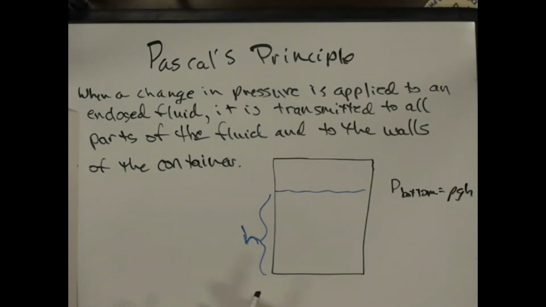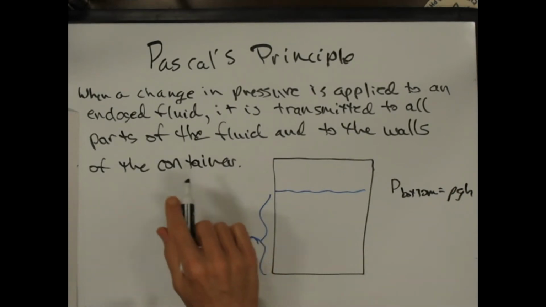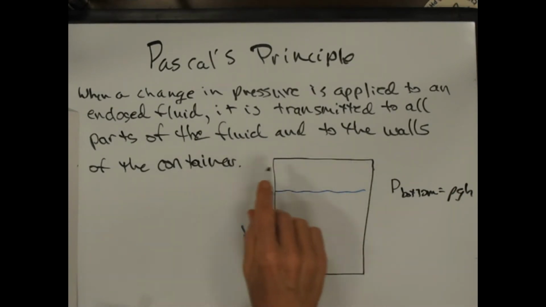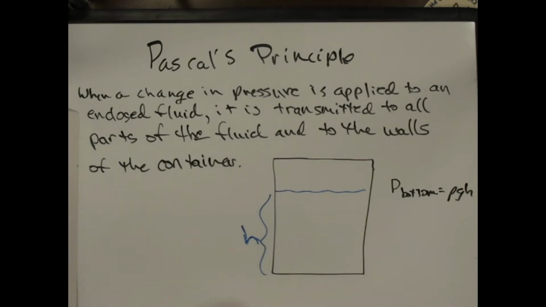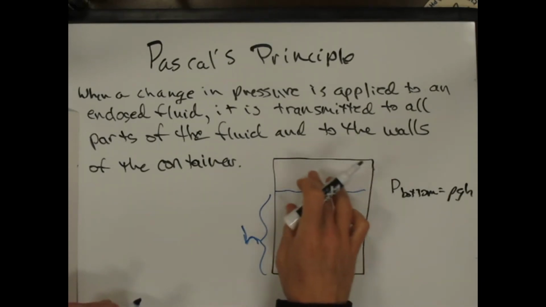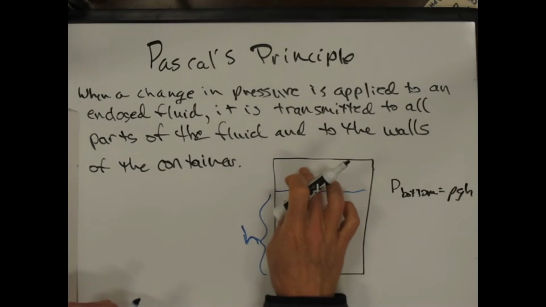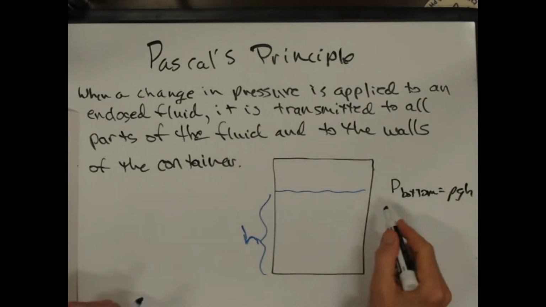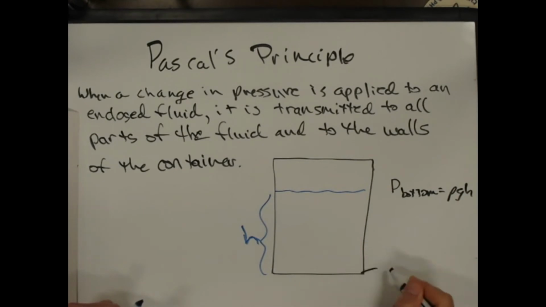So this is Pascal's principle, which says when a change in pressure is applied to an enclosed fluid, the change in pressure is transmitted to all parts of the fluid and to the walls of the container. And so this is just a simple example of that. This is a container that's closed, and just to make things simple, we'll say the pressure above the fluid is 0, so we're not worried about the gauge pressure, the atmospheric pressure, right? And then we could say the pressure at the bottom is what we've already decided, P_B is equal to just as I wrote up there, rho g h, where h is the height of the fluid.